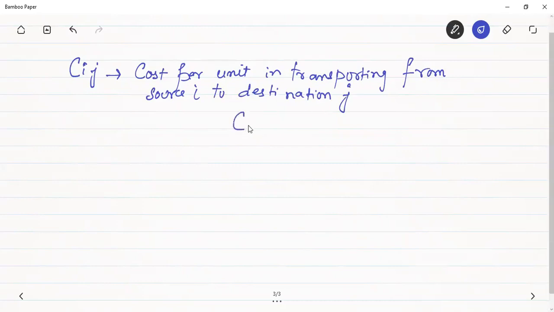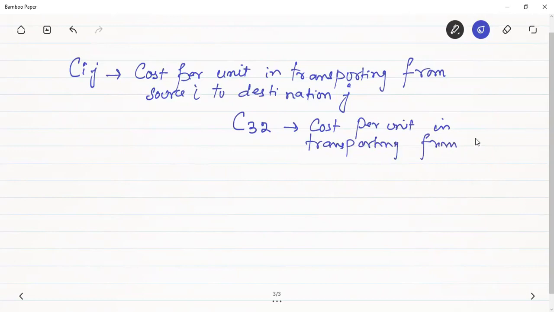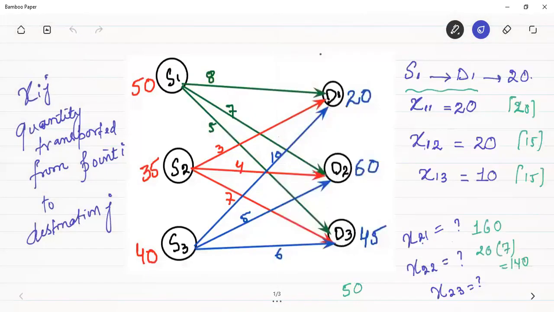Suppose let me take an example of C32. What does this mean? It means cost per unit in transporting from source 3, the third source point, to the destination 2. In my example, can anyone say what will be C32? From the rough example I gave here, what will be C32? 5. Very good. The cost per unit in transporting from source 3 to destination 2 I have represented by rupees 5, per unit.